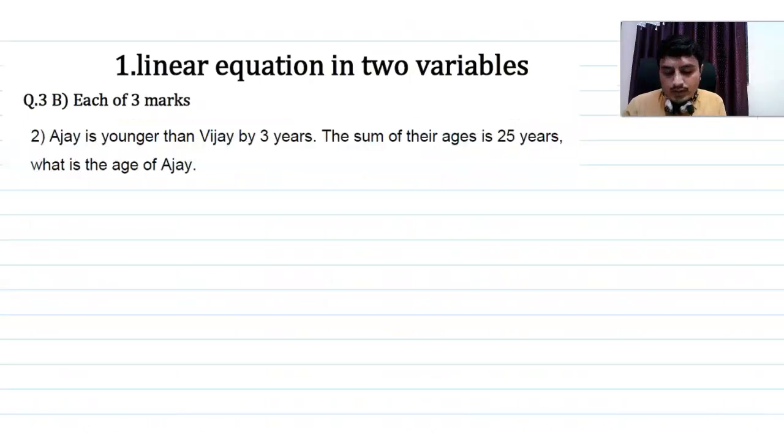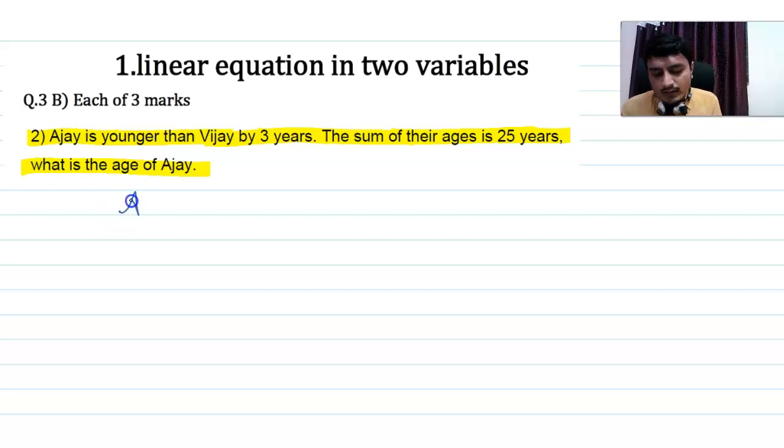Now look at question number 2. Ajay is younger than Vijay by 3 years. The sum of their ages is 25 years. What is the age of Ajay? Now we are given there are 2 persons. One is Ajay, the other is Vijay.